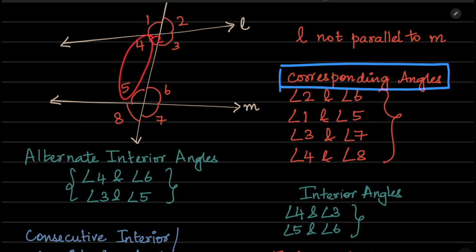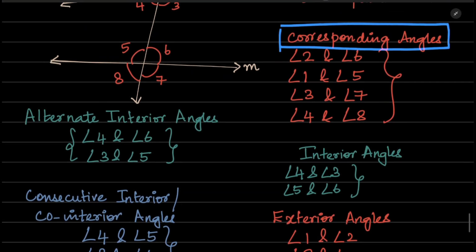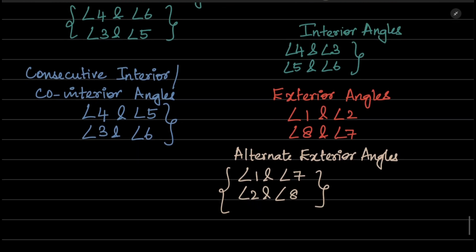The two angles on the same side of the transversal are called consecutive interior or co-interior angles. So 3 and 6 are also co-interior angles. Then 1, 2, 8, 7 are exterior angles, and then comes alternate exterior: 1 and 7, 2 and 8. These are the terms: corresponding angles, interior angles, exterior angles, alternate interior angles, co-interior angles and alternate exterior angles. All of you should know these angles.